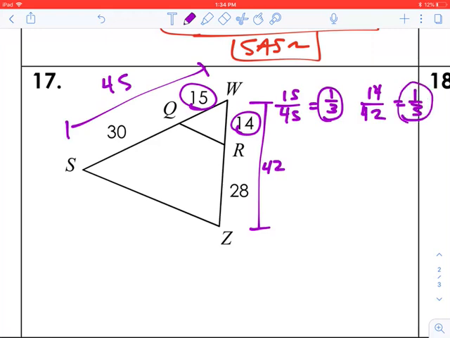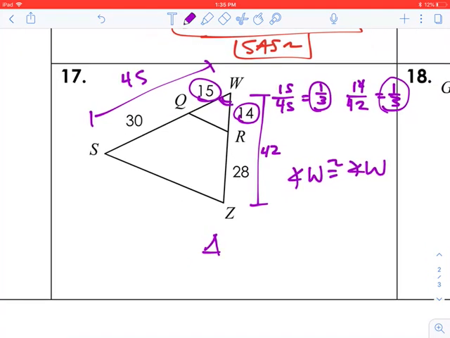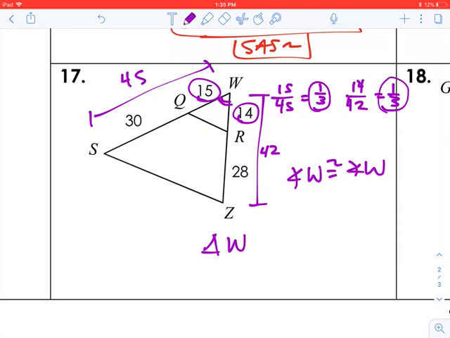So those are good. And now think about the included angle, which is going to be right here, angle W. And obviously, angle W is congruent to itself by reflexive postulate. So, therefore, triangle, I'm going to start with the big one. WSZ is similar to triangle W again, QR. By side angle side similarity.